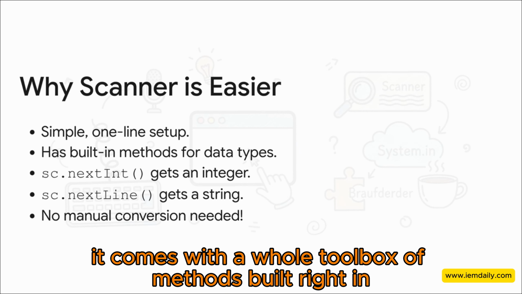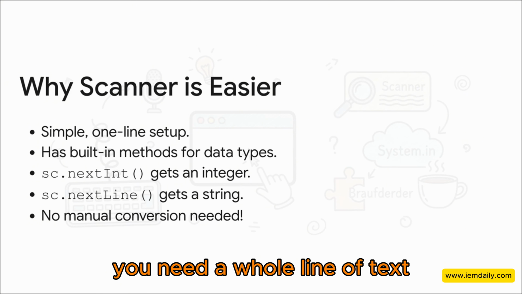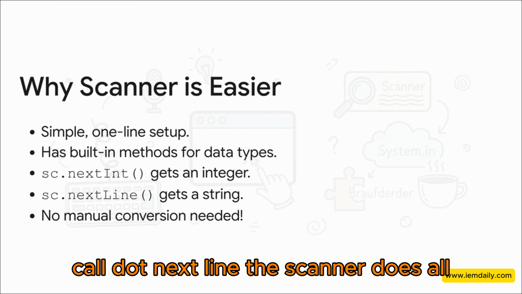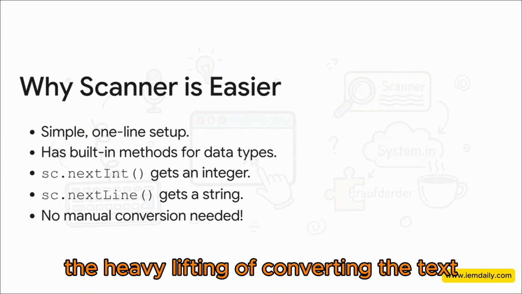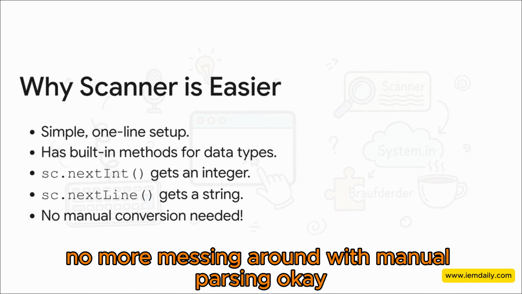It comes with a whole toolbox of methods built right in. You need an integer? Just call .nextInt. You need a whole line of text? Call .nextLine. The Scanner does all the heavy lifting of converting the text into the right data type for you. No more messing around with manual parsing.